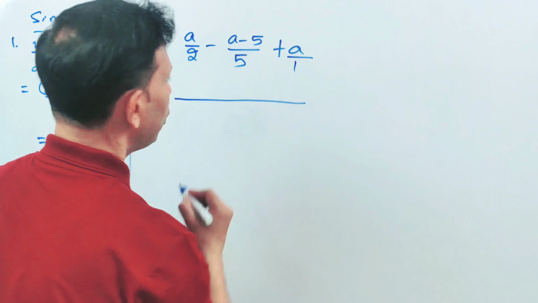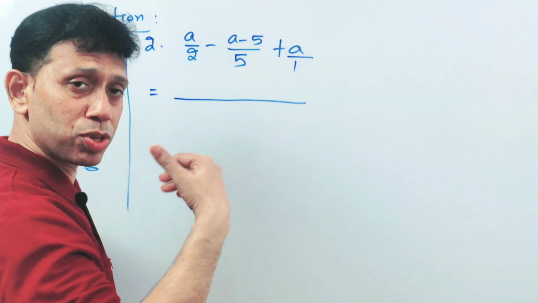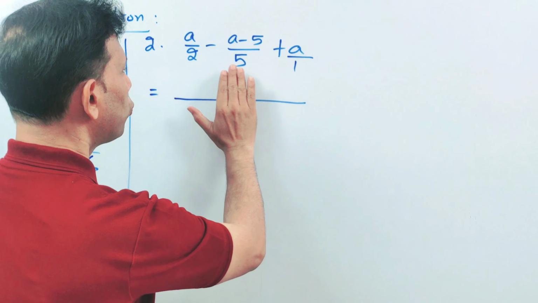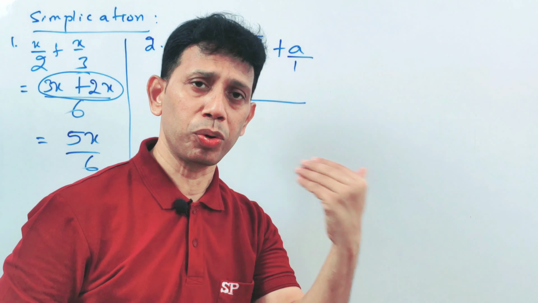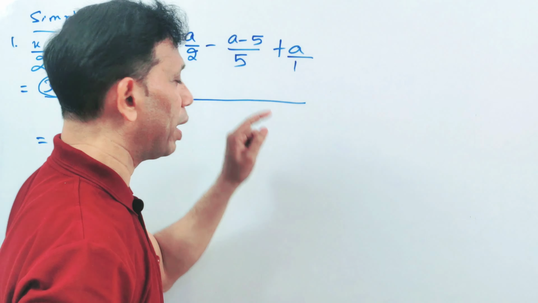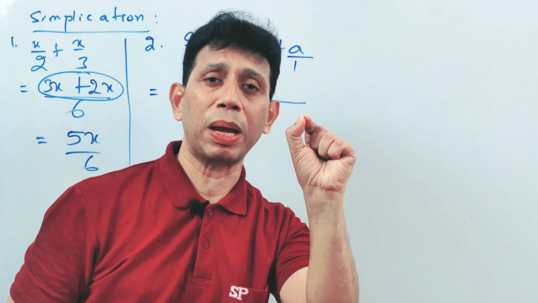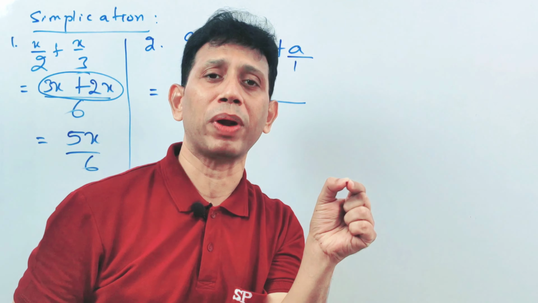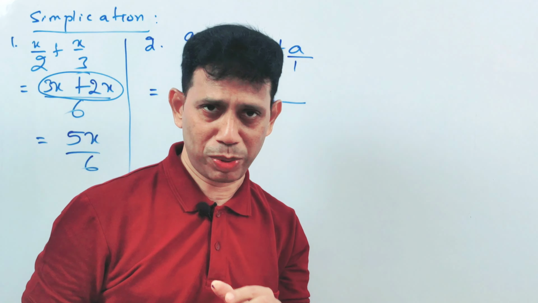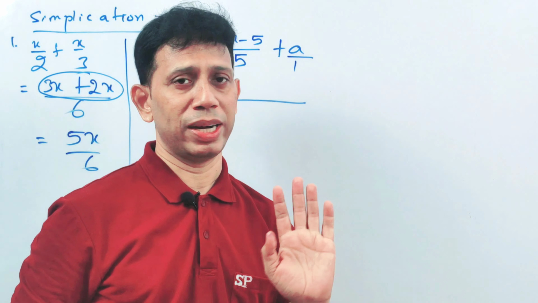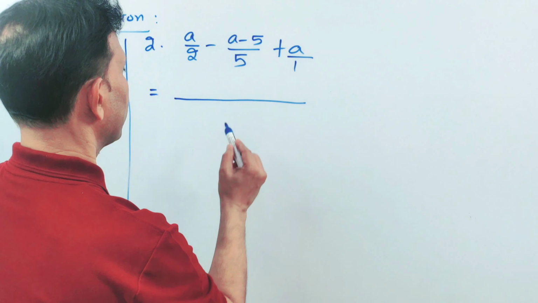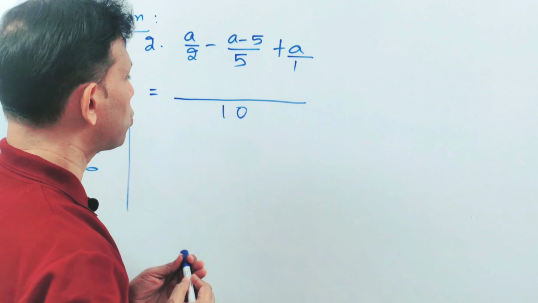Now I will find the LCM of the denominators, same steps as in fractions. For 2, 5 and 1, what will the LCM be? 1 is okay, no need to worry. 2 and 5 are co-prime numbers. There is no common factor between them, isn't it? So if you multiply 2 and 5 you can find the LCM. So 10 is the LCM. It is 10. Now same steps.